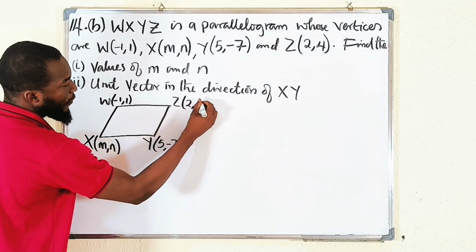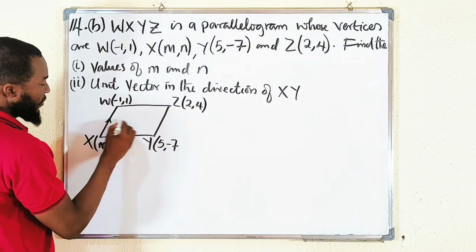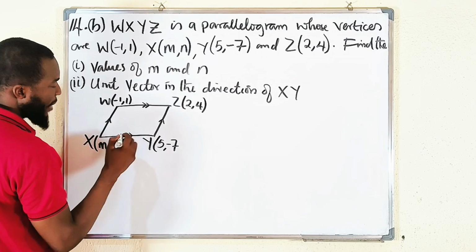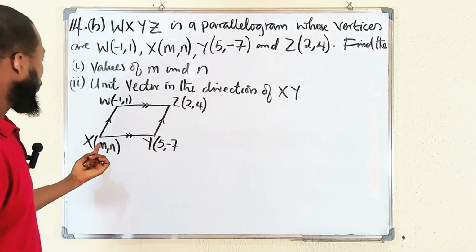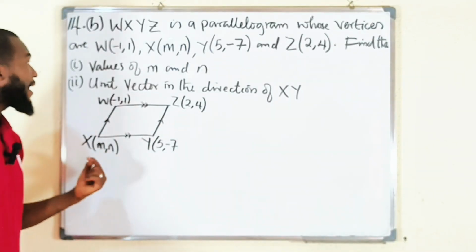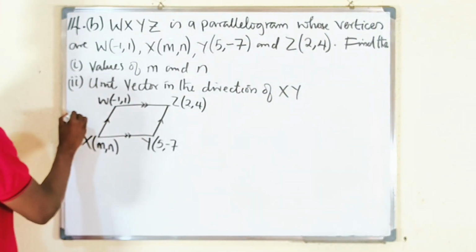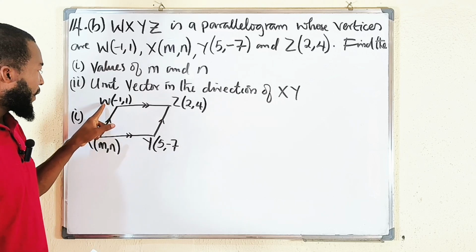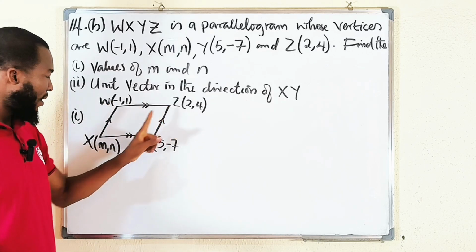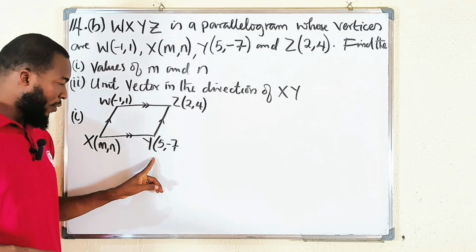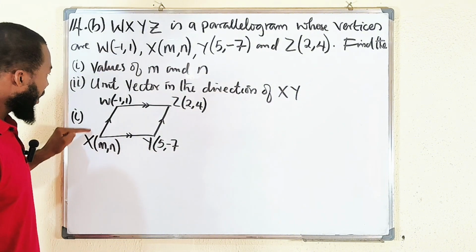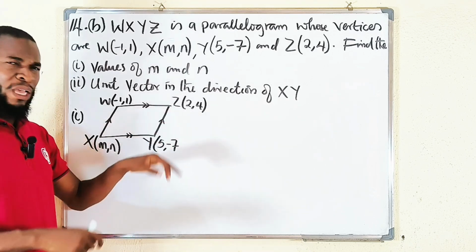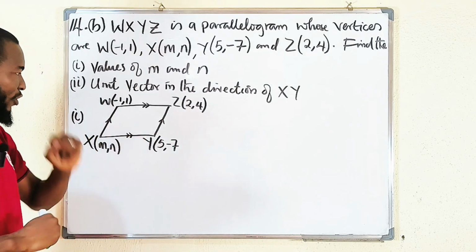And Z has 2, comma 4. You should know that these two are parallel. These two are also parallel. We're asked to find the values of M and N. That is the Roman 1 part. So you should know that vector WZ is equal to vector XY, or vector XW is equal to vector YZ. Different combinations, but I'm not going to apply that.